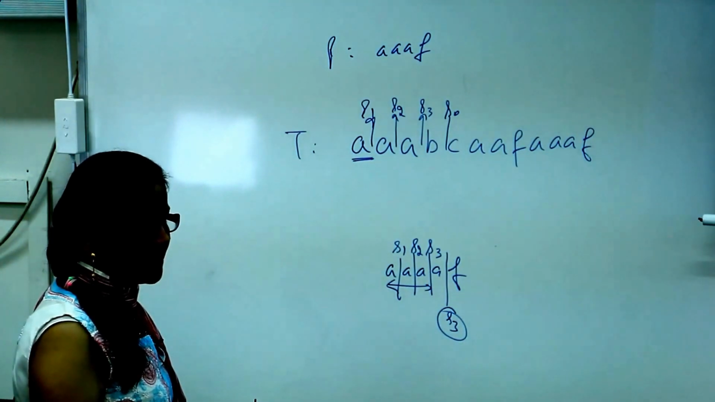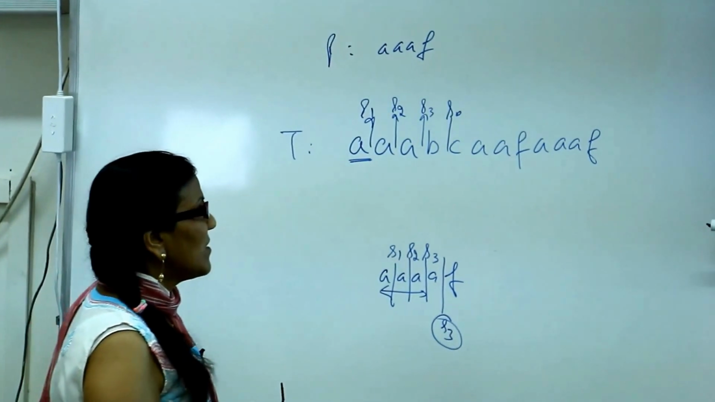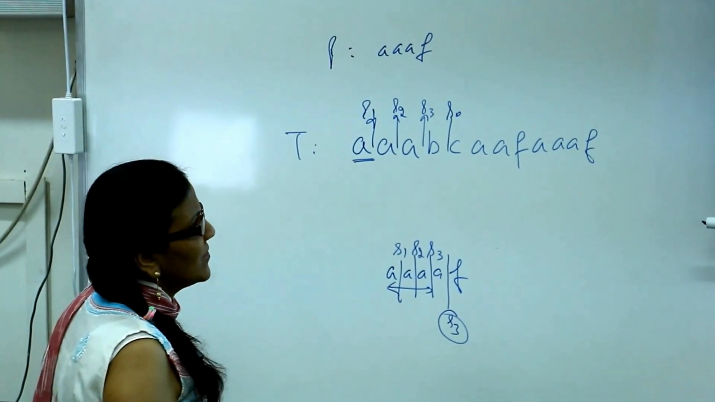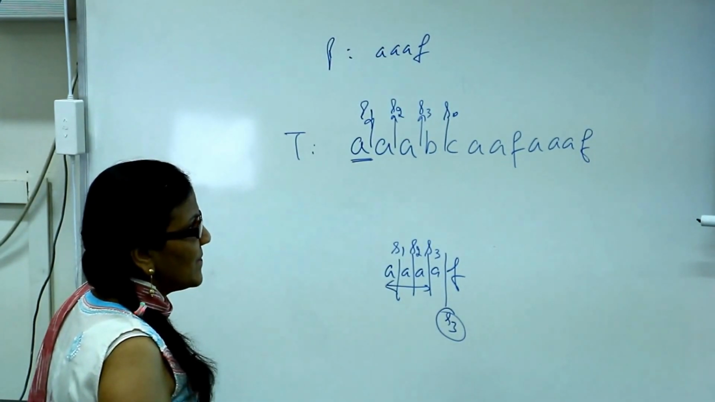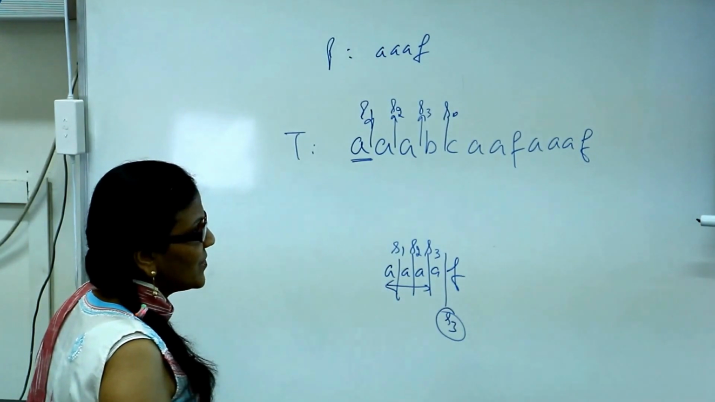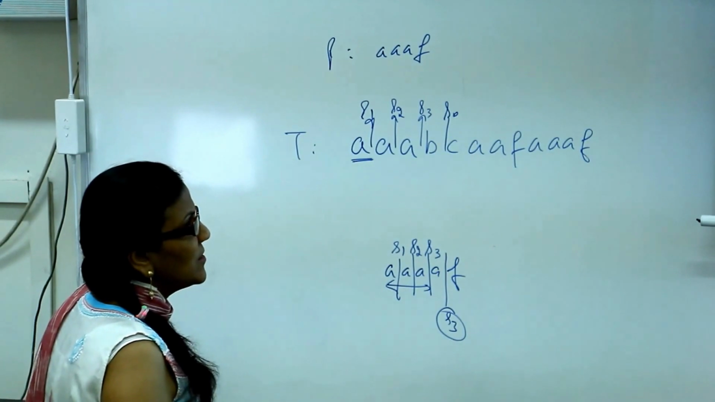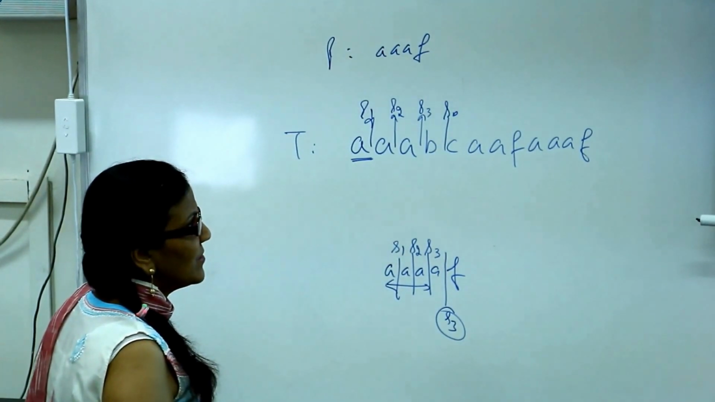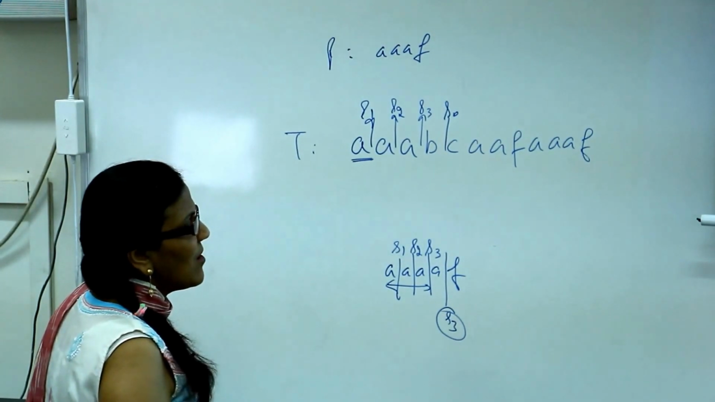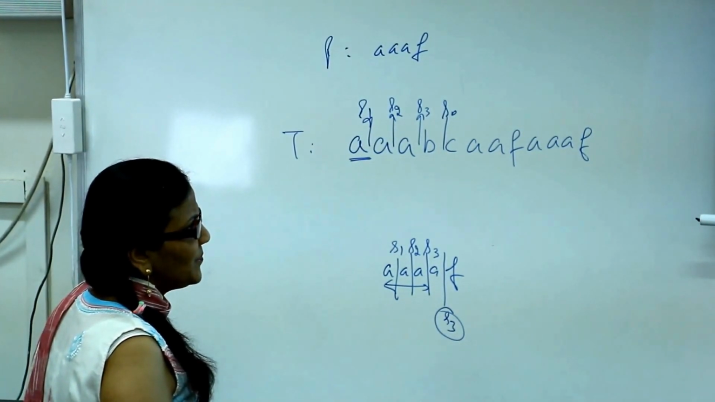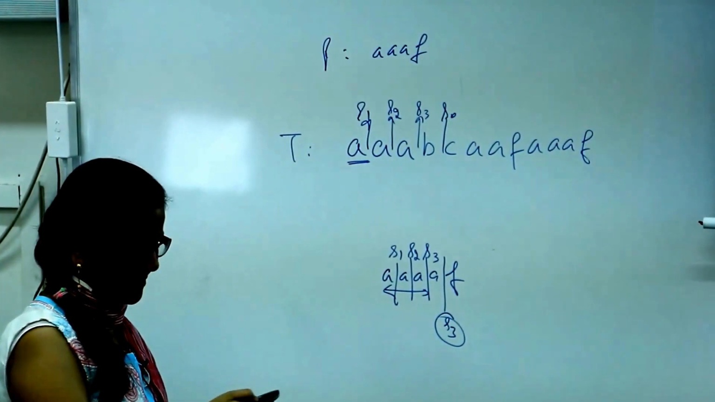So, just give me a second. Not of A. If I see an A, then it should stay here. If we see an A, then okay, so we can make a non-deterministic automaton and convert it to deterministic.